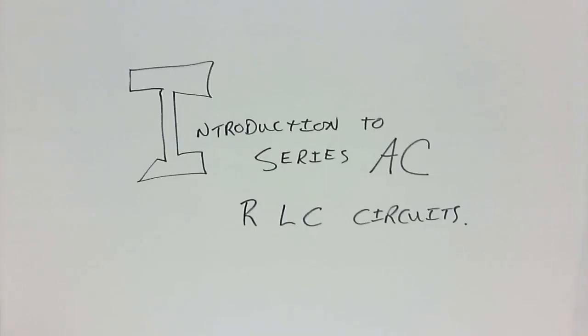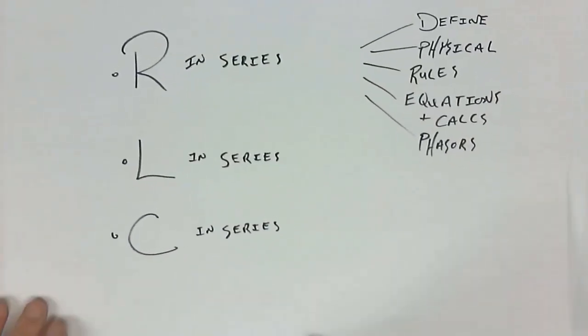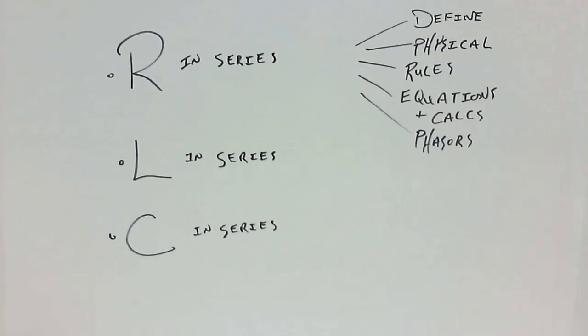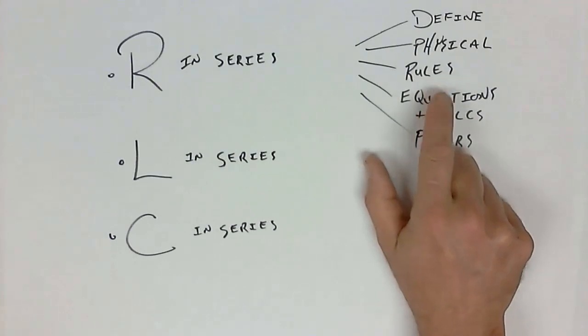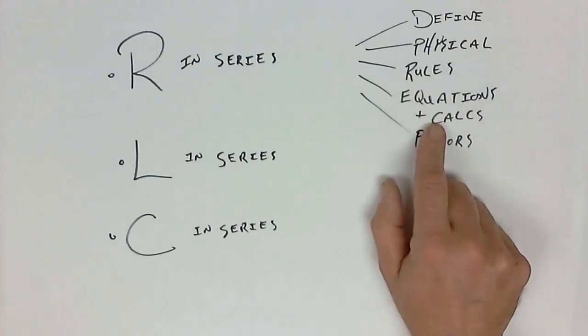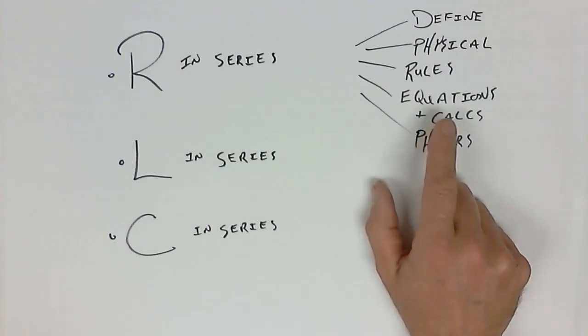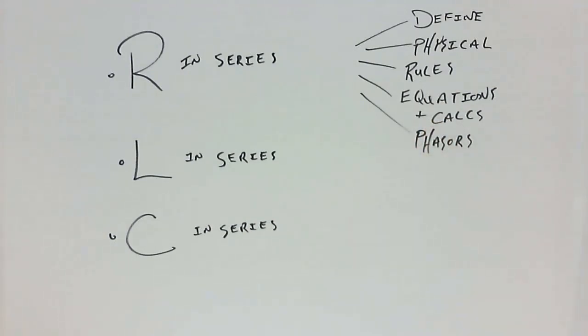In this video, we're going to take a look at an introduction to Series AC RLC circuits. The items we're going to look at are resistors in series, inductors in series, and capacitors in series. What we're going to focus on is some of the definitions, the physical attributes, the rules associated with these types of circuits, the equations and calculations, which I hope will simplify the content in a better way than what your binder resource does. And then finally, a phasor representation of each one.